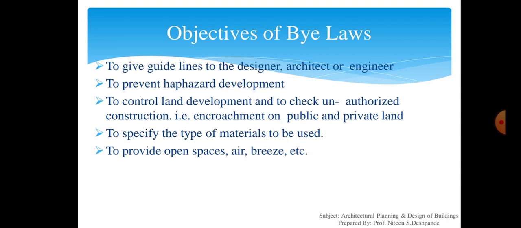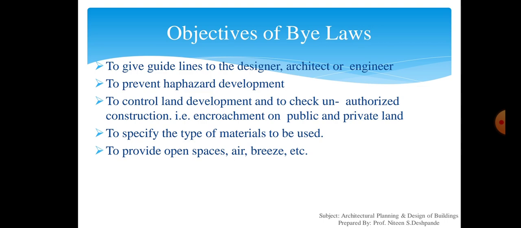There are some objectives of the building bylaws. First objective is to give the guidelines to the designer, architect, or engineer. Second objective is to prevent the haphazard development, to control the land development, and to check unauthorized construction, that is encroachment on public and private land, to specify the type of materials to be used, to provide open spaces, air, breeze, etc.